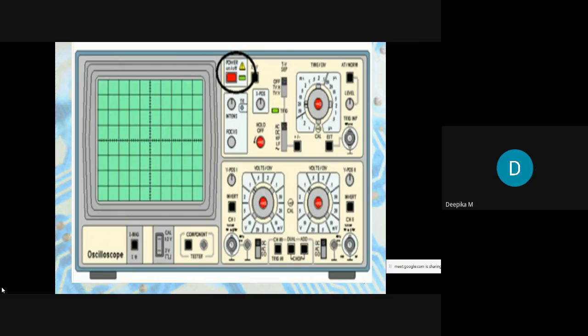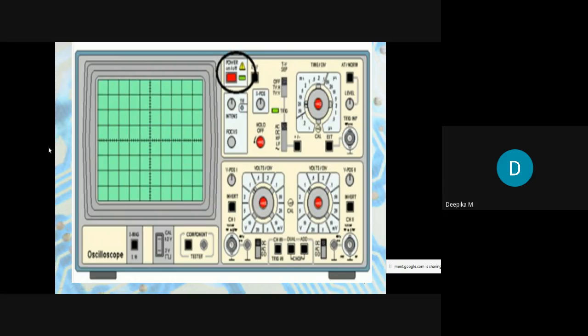So what I told you, CRO displays the signal or the waveform, and also we can measure the value of the signal or the voltage of that particular signal, and also we can analyze the signal. So this can be done by using the CRO display screen. So this is actually a CRO display screen.